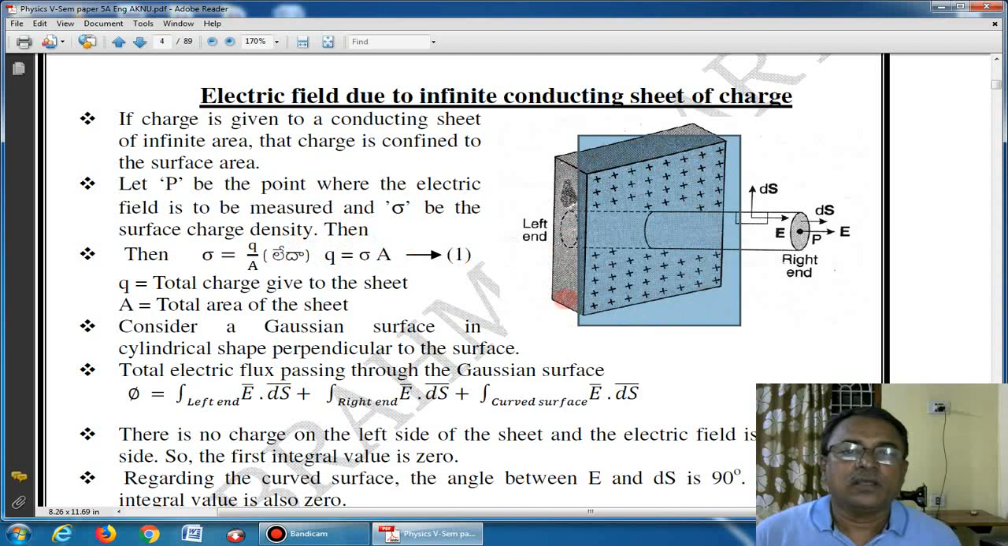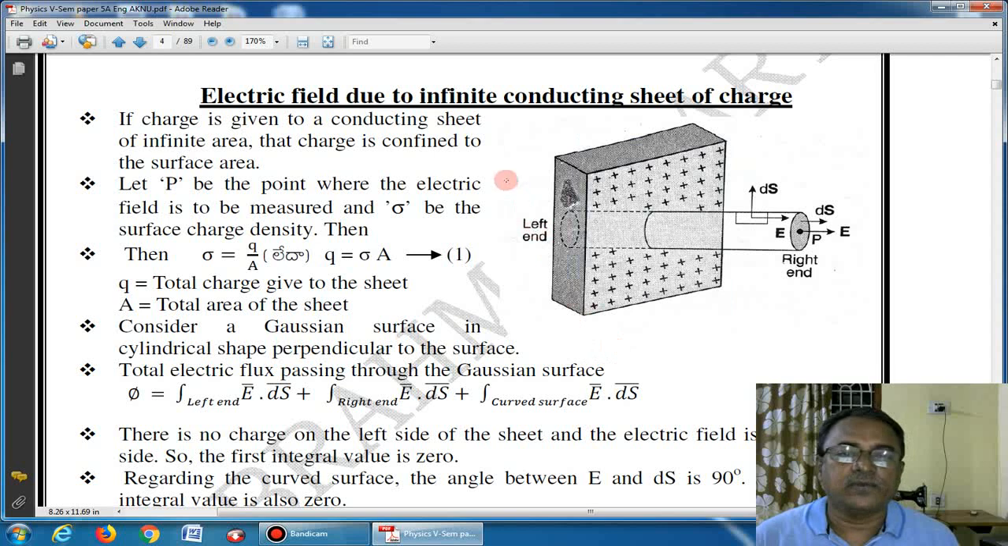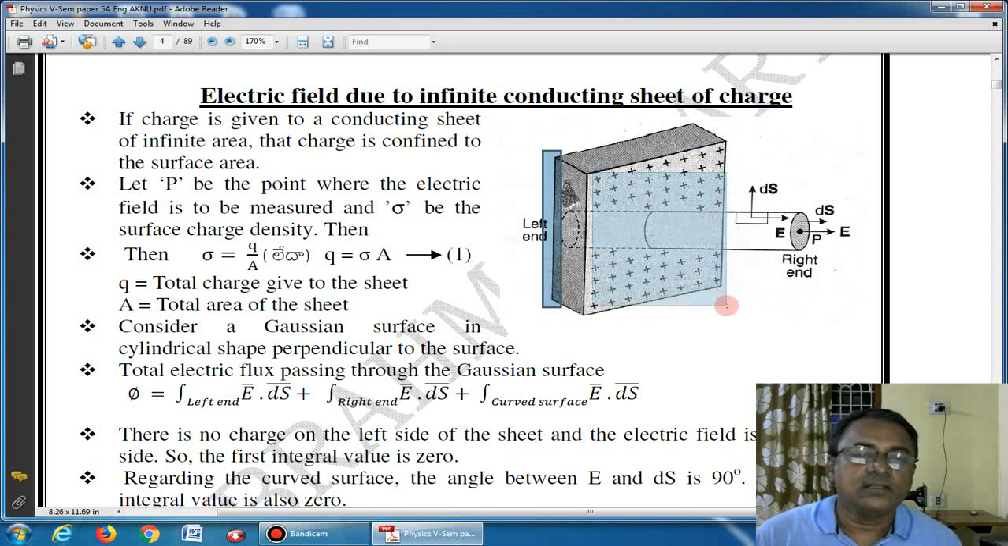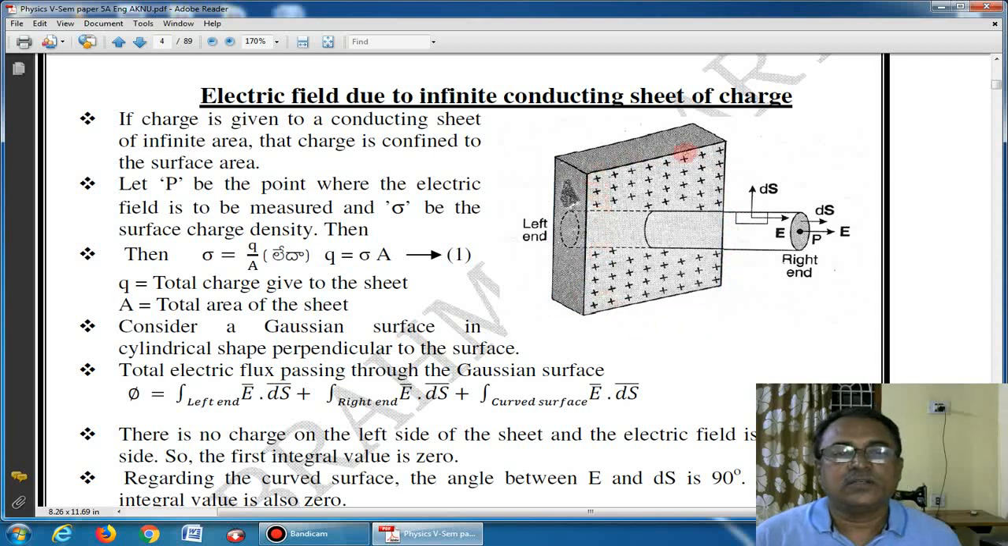Since this is a conducting sheet or conducting plate, the total charge comes to the surface, that is the upper surface. Say this is the upper surface and this is the lower surface. This lower surface does not have any charge. The total charge is confined to the right side surface, and on the surface this charge is evenly distributed.